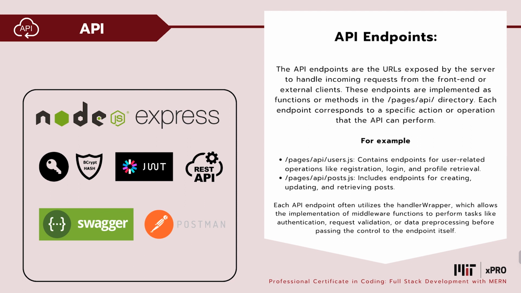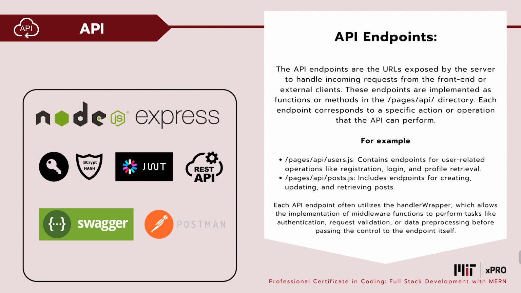API endpoints. The API endpoints are the URLs exposed by the server to handle incoming requests from the front end or external clients. These endpoints are implemented as functions or methods in the /page/API directory. Each endpoint corresponds to a specific action or operation that the API can perform.